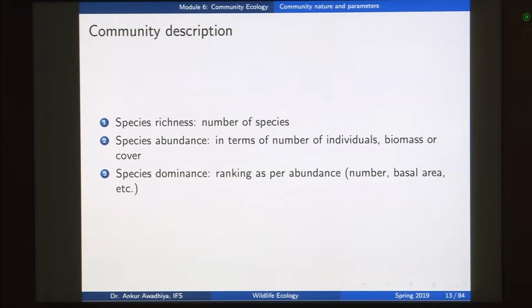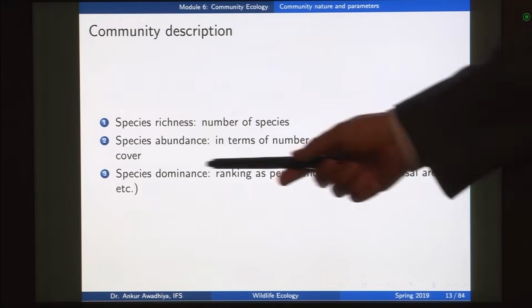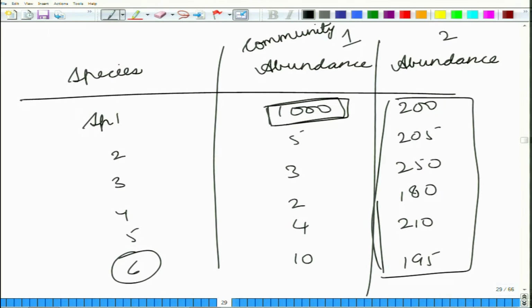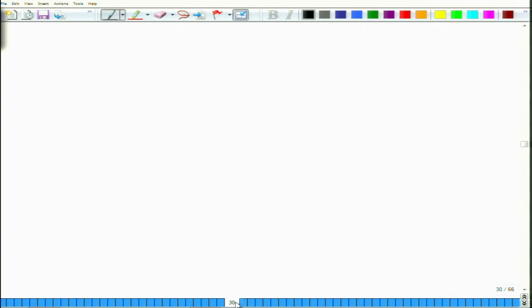Next, we talk about the species abundance in terms of number of individuals, biomass or cover used by these different species. Abundance is something that we already saw in this example. In the case of community 1, species 1 was overabundant. In community 2, everybody was roughly equal in abundance. Now, this is about the number of individuals of different species, but in place of numbers we could go by the biomass of different species that are found.